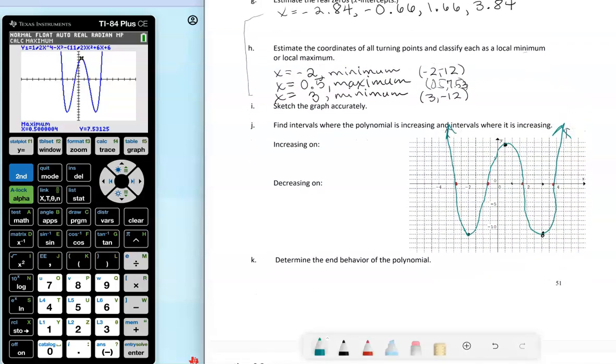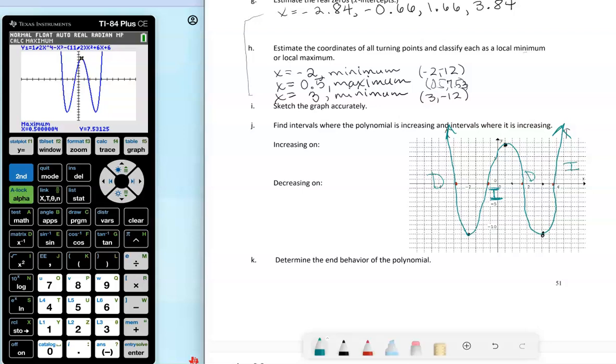And then we need to determine where it's increasing and decreasing. And remember, it changes from increasing to decreasing or vice versa at our turning points. So decreasing, coming from the left, the function is dropping in value until it gets to this minimum. Then from this minimum to this maximum, it's increasing. And from this maximum to this minimum, it's decreasing. Then once again, from the minimum to the end behavior, it's increasing.